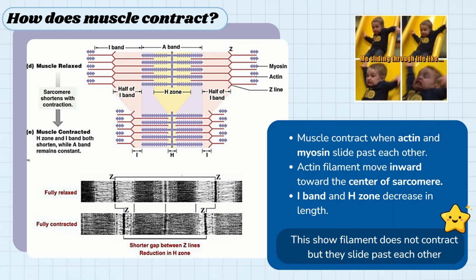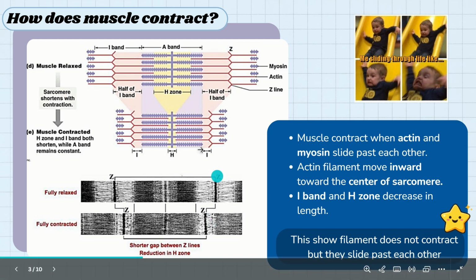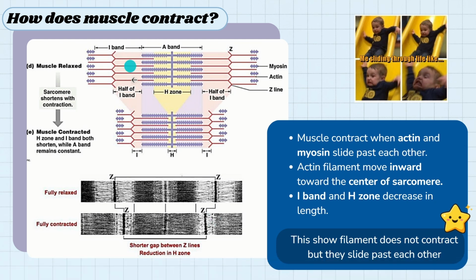Actually, how does the muscle contract? Before we dig into this topic, we must know the structures of the thin filament and thick filament. As we know, the thick filament is myosin, and the thin filament is the actin filament. Here we can see the muscle contracts when the actin and myosin slide past each other. It is very simple to understand. It means that when the muscle contracts, actin and myosin move together.